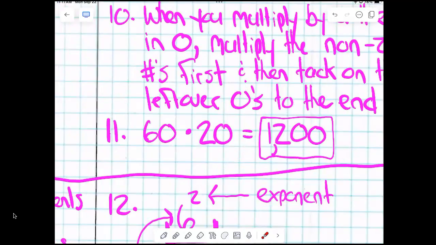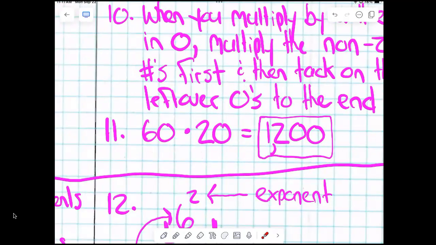Yes. Here is our example, 60 times 20. Are these numbers that end in 0? Yes. Is 6 and 2 non-zero numbers? Yes. So what's 6 times 2? 12. How many zeros do I have left over in this problem? 2. So I just tack them on at the end to get my answer, yes? Yes.